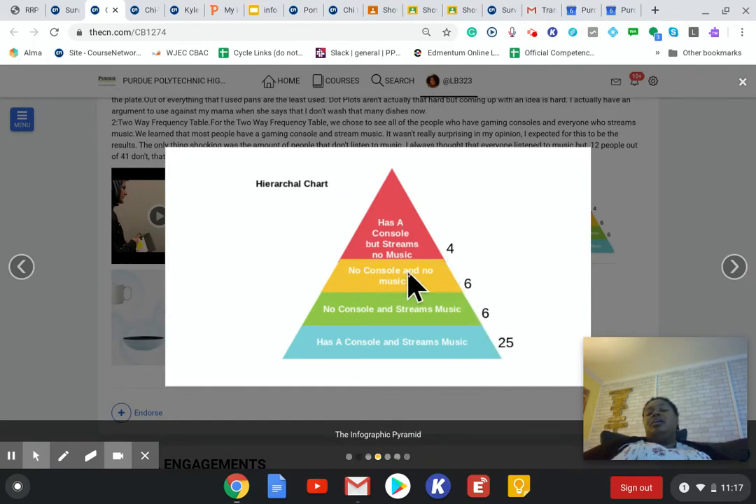Otherwise, the pyramid doesn't make sense because it has a console and streams music 25. Is that 25 people? Is that 25% of the people that you interviewed? What is it? So you have to define what these numbers are. Okay. That's the only thing for your infographic that you need to change or to improve on.